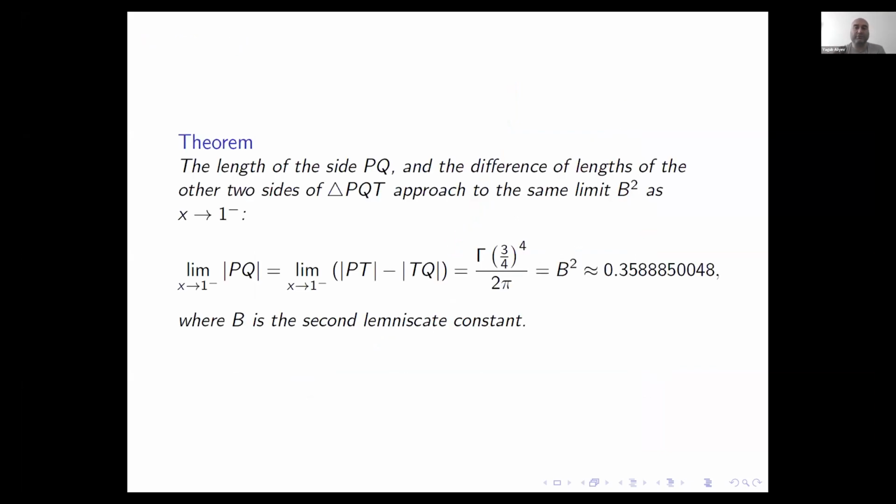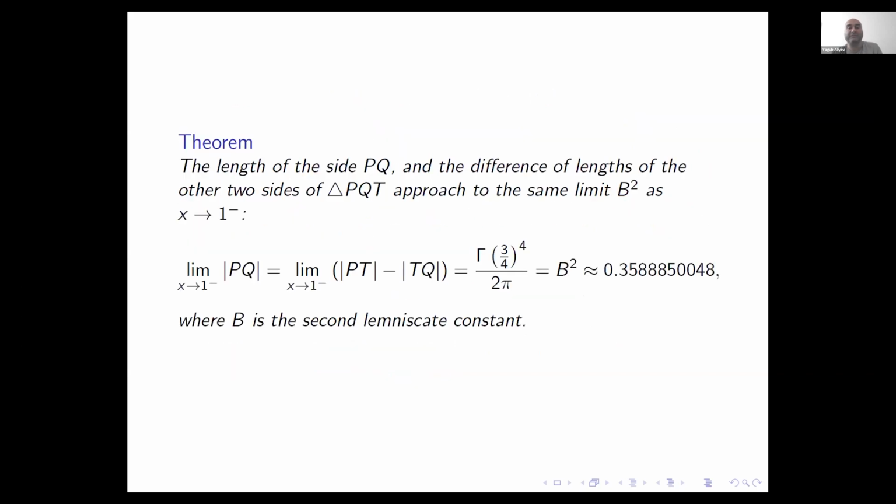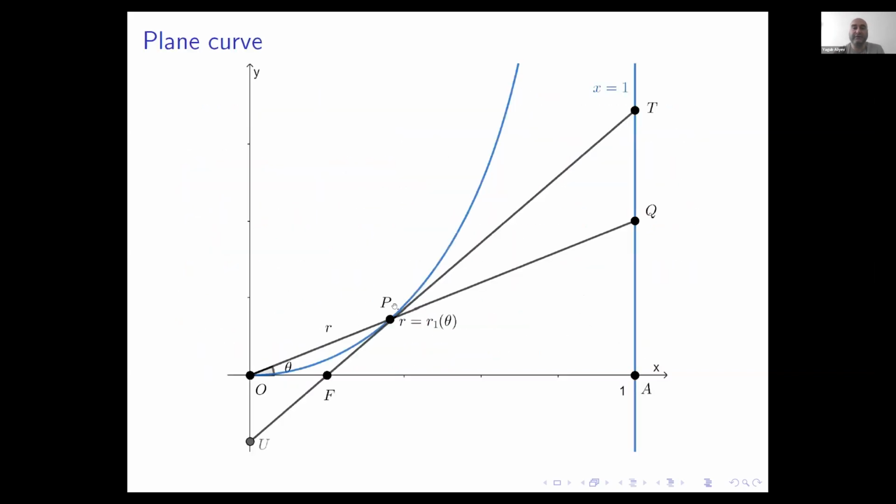This is a well-known pursuit curve, and its differential equation is a second-order differential equation with initial conditions indicated here. It is an easily solvable differential equation, not difficult, with an explicit function. And one can find a formula for PQ here. The limit of PQ when x approaches 1 is 1/2, 0.5, which is greater than B squared, the second Leibniz-Cut constant squared that we mentioned here. This means that if one follows the interception curve, this blue curve, then one can make the distance PQ smaller than if one follows the strategy of the pursuit curve.